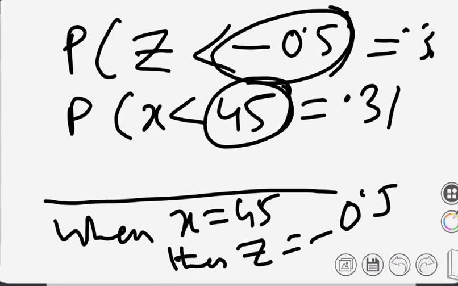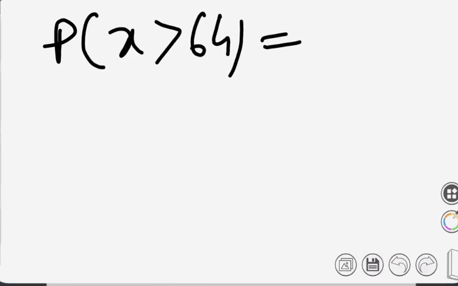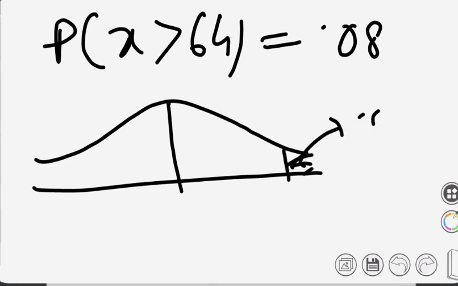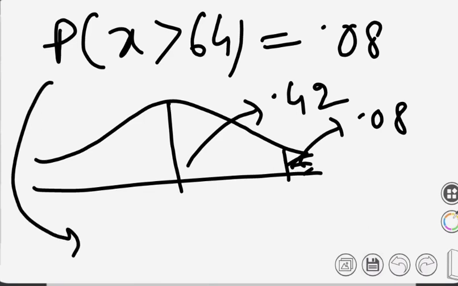And secondly, second key relation দেওয়া আছে. What is the second relation that is given? Probability x greater than 64 is equal to 0.08. Like that? তাই তো? Yes, sir. এটা বের করা সোজা. So this area is 0.08 that is given. তার মানে এই এরিয়াটা হচ্ছে 0.42. So find out that value. So that means probability z greater than কত হয়, which is 0.42.